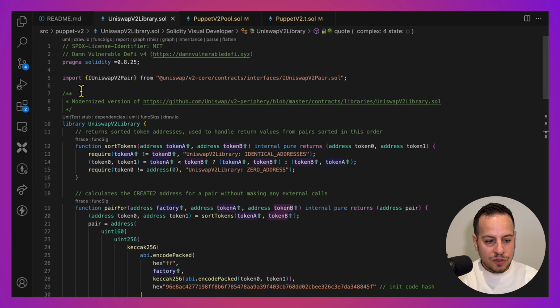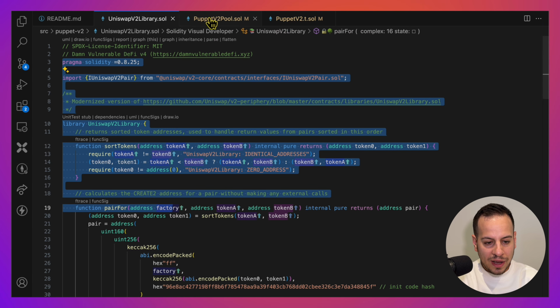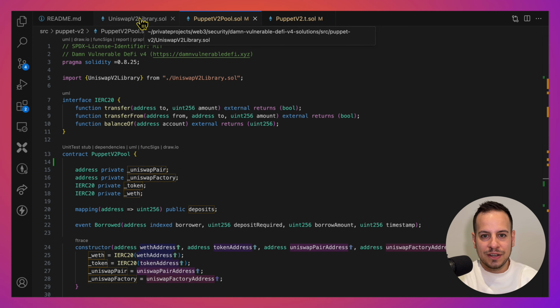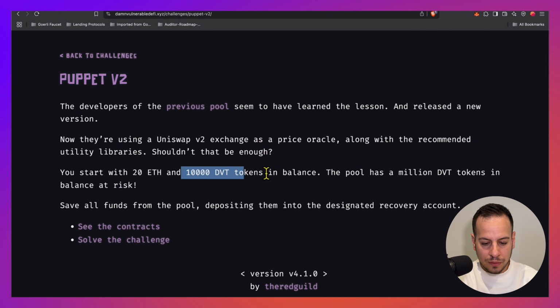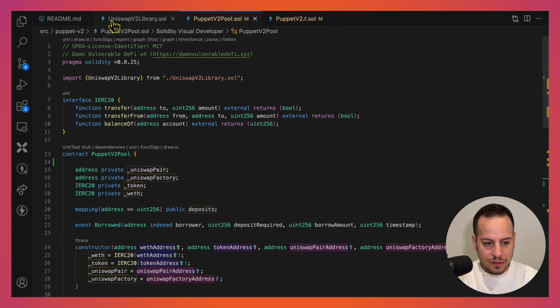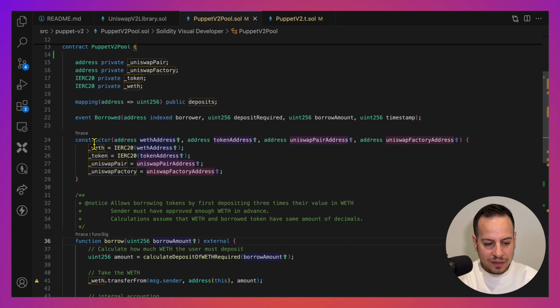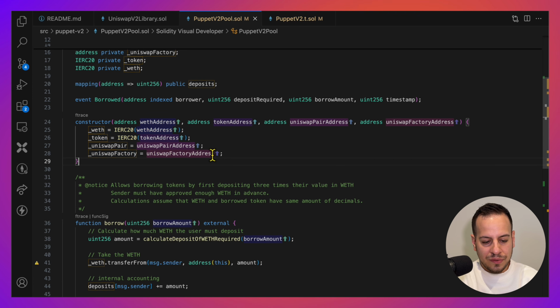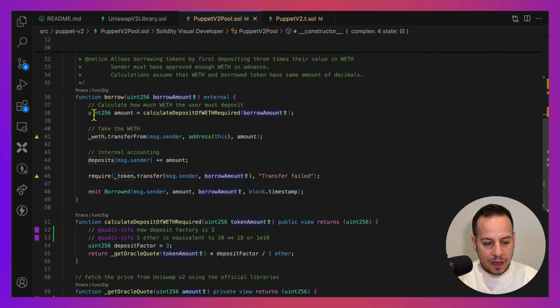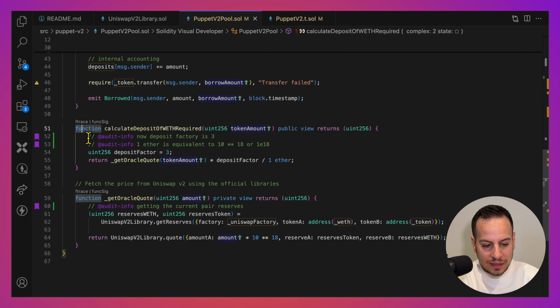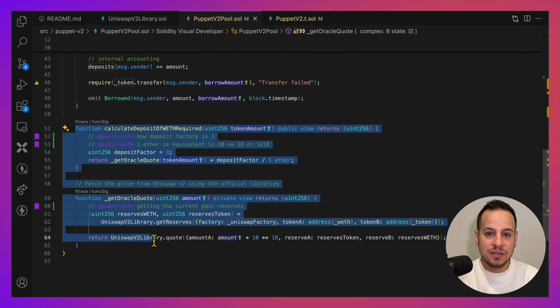So this challenge comes with the Uniswap V2 library.sol file and the Puppet V2 pool. This is the pool that we need to hack and drain the 1 million DVD tokens from, as mentioned in the instructions. So at first glance, the pool looks pretty similar to the previous challenge. The difference here is that we also have the Uniswap factory contract that we send in the constructor, and the borrow function works essentially the same. The difference is just in the way we calculate the deposited ETH required in order to borrow DVD tokens.